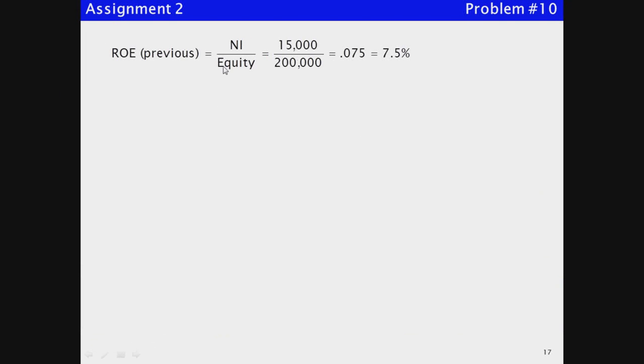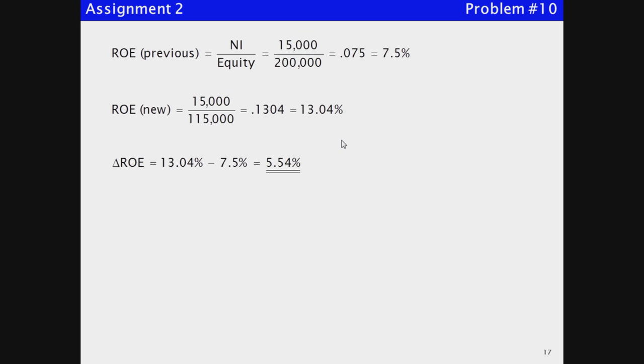The previous ROE was net income. We were given net income of 15,000. The previous equity was 200,000. Our previous ROE was 7.5%. The new ROE, remember we were told that they felt that net income would not be changed by these actions of selling off inventory. But now equity has been reduced from 200,000 to 115,000. The new ROE is about 13%. If you had 13.0, that's fine. Okay, so the change is about 5.5%.